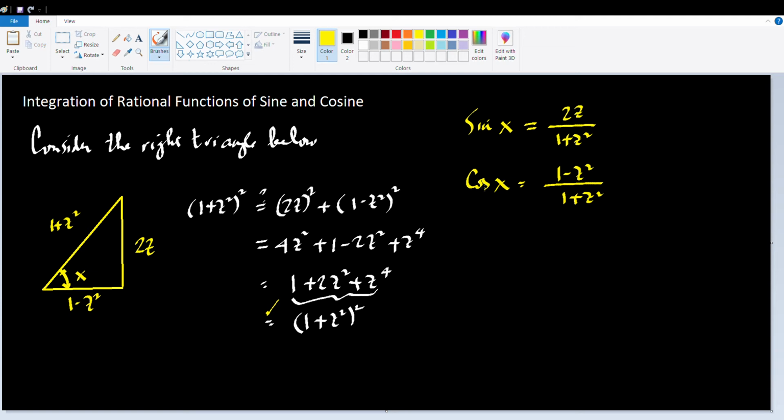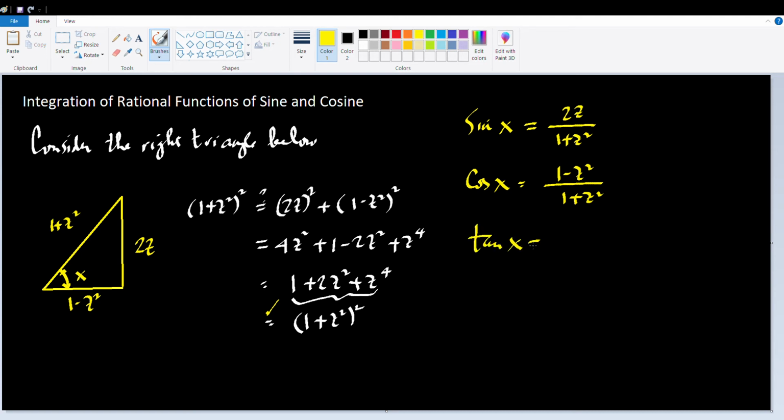So if there is a tangent function appearing in our integrand, then it's just the ratio of sine and cosine, that will be 2z over 1 minus z squared. So from these two, or from that triangle, we can define all the 6 trigonometric functions. Now, how about the differential? If the original integral involves the variable x and the differential dx, we also have to change the differential dx into dz. So, to do that, let us define the tangent function.